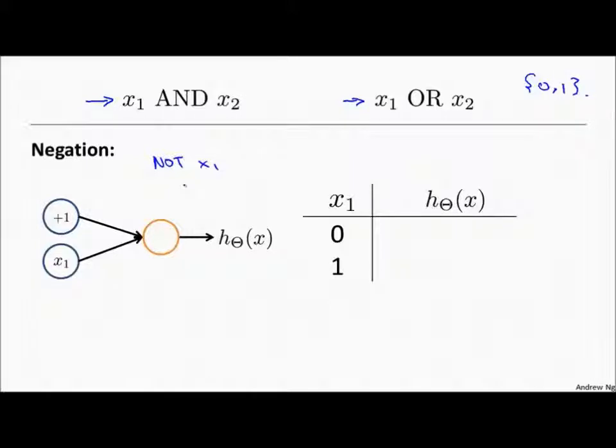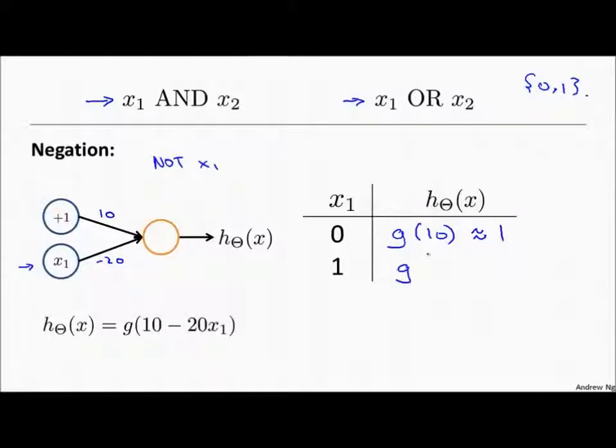Let me just write down the weights associated with this network. We have only one input feature, x1 in this case, and a bias unit plus 1. And if I associate this with the weights plus 10 and minus 20, then my hypothesis is computing this. H of x equals sigmoid of 10 minus 20 times x1. So when x1 is equal to 0, my hypothesis would be computing g of 10 minus 20 times 0, which is just 10. And so that's approximately 1. And when x1 is equal to 1, this would be g of minus 10, which is therefore approximately equal to 0. And if you look at what these values are, that's essentially the not x1 function.